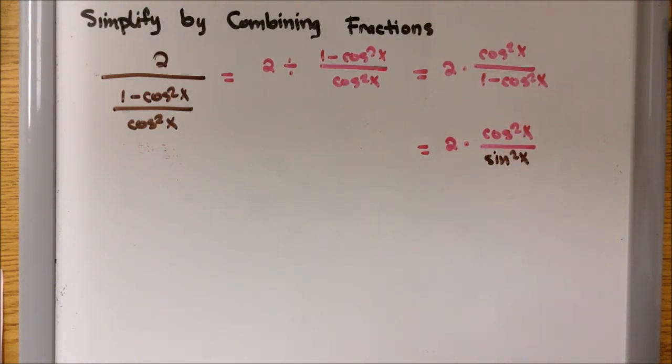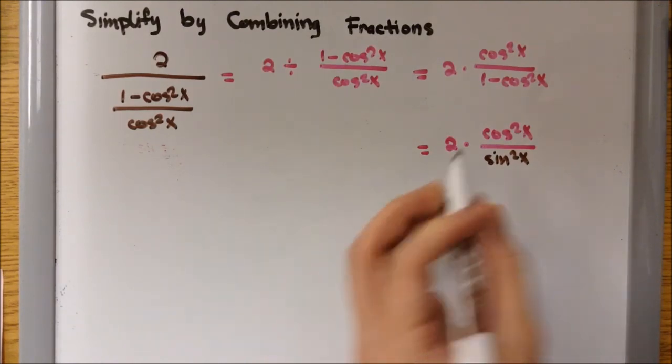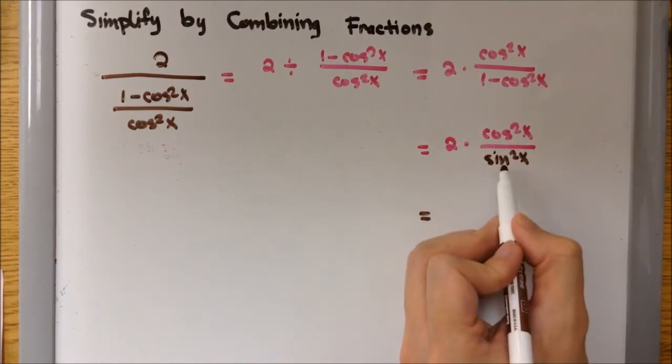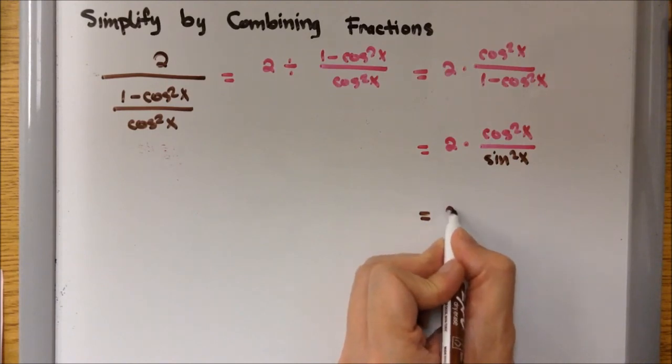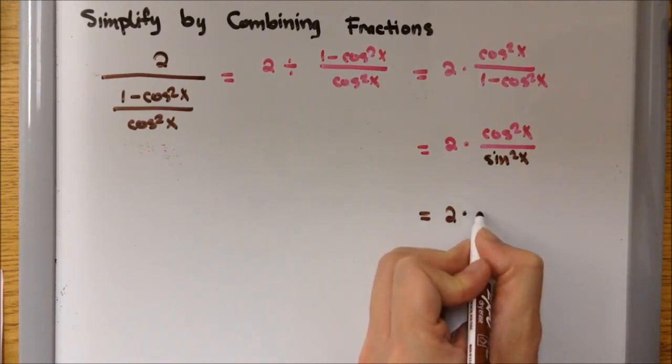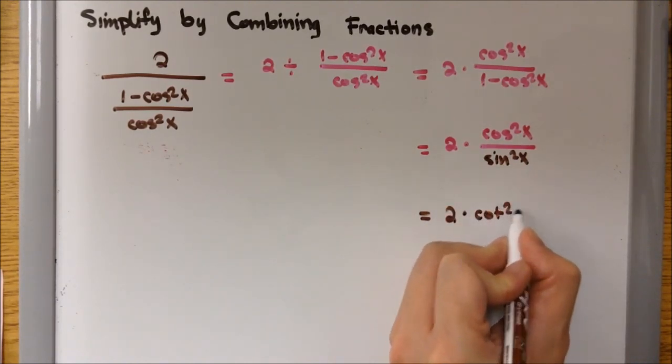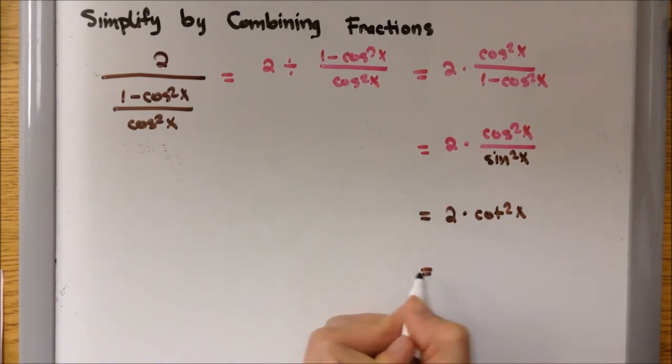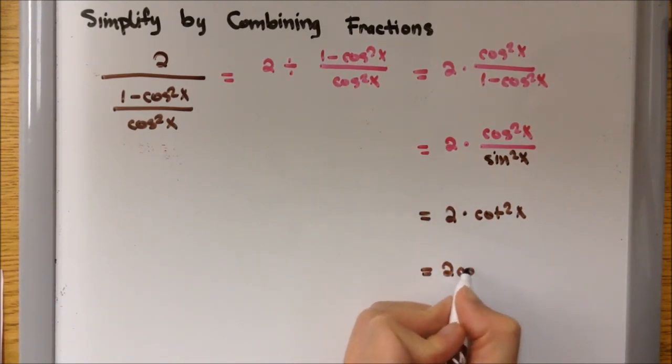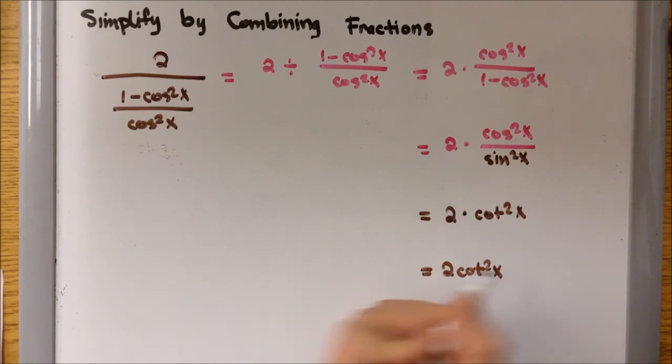And then we can actually rewrite cosine square x over sine square x by using the quotient identity, which is cotangent square x. And then we're going to simplify that to simply 2 cotangent square x. And that will be our final answer.